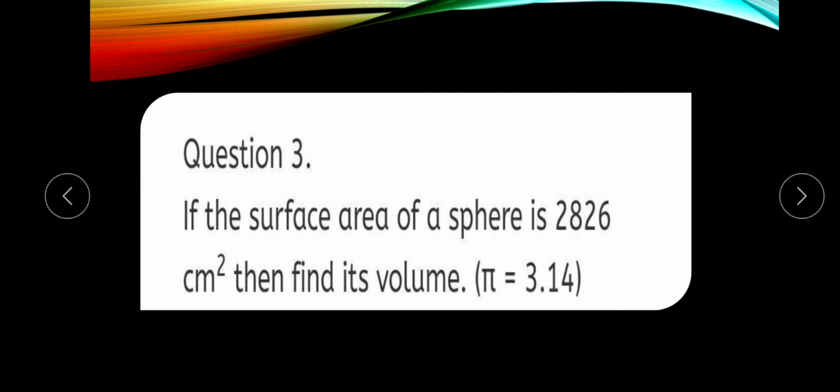Third question. If the surface area of a sphere is 2826 square centimeter, then find its volume. Now from the surface area of the sphere, we will find the volume. For volume, we need the radius. So from the surface area formula, we will get the radius and we will substitute the value of the radius in the volume of the sphere. The formula for surface area of sphere is 4 pi r square and volume of the sphere is 4 upon 3 pi r cube. So let's start.